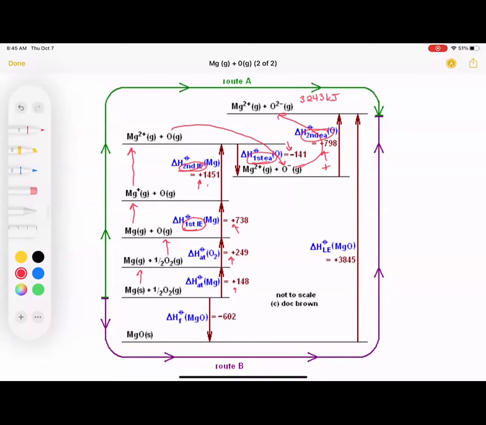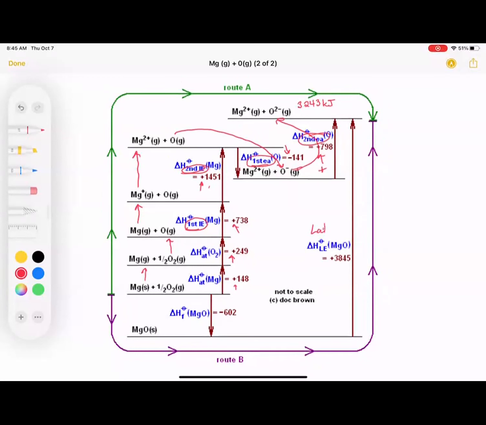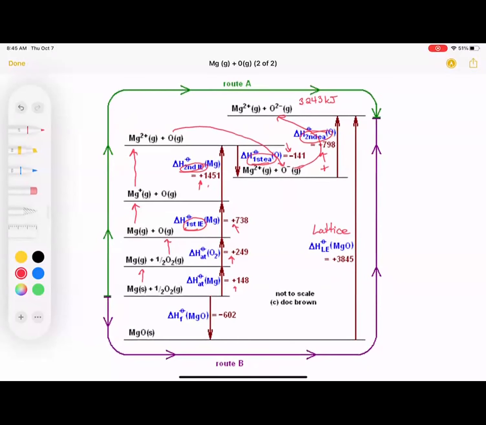It is only because of the lattice energy, which, if we were to go from top down, it would be a positive, but if we want to go in the opposite direction, this becomes a negative 3845. So it is dependent upon the direction the arrows are currently drawn.